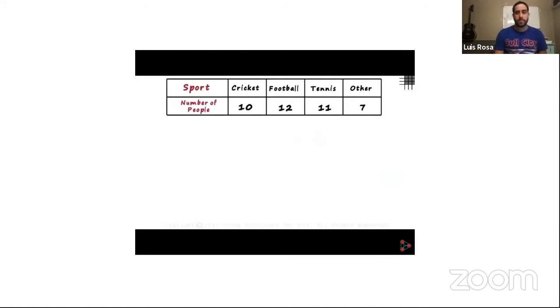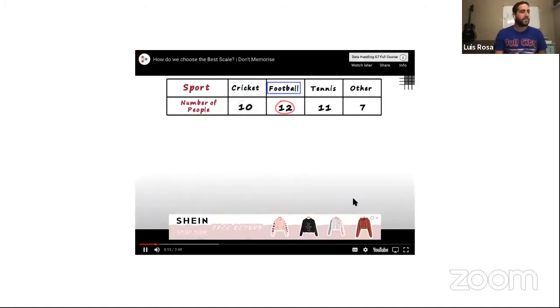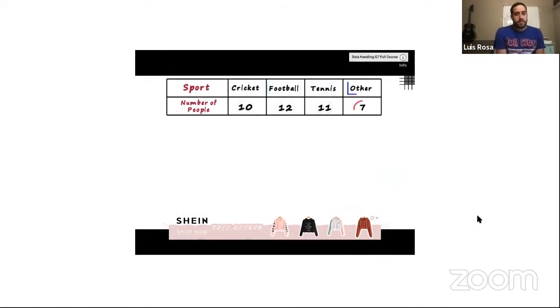We asked 40 people about which sport they liked, and this is the data we have. 12 said football, 11 said tennis, and 7 people named a sport which did not belong to any of these 3 categories. We have been asked to represent this using a bar graph.